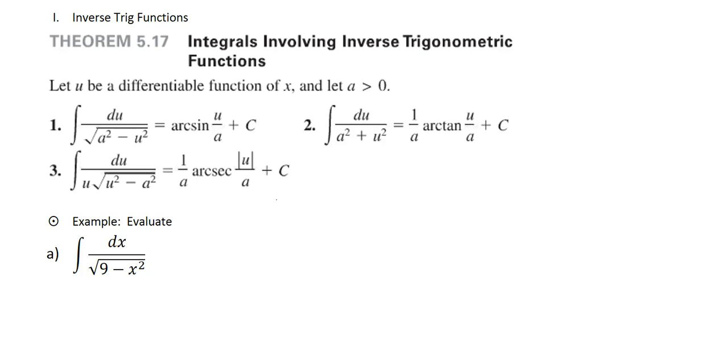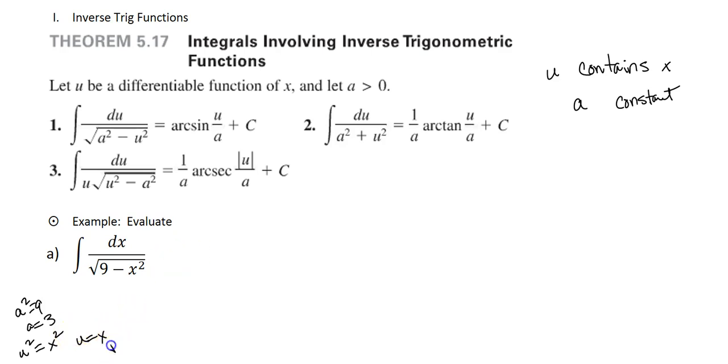So the first one is the integral of dx divided by the square root of 9 minus x squared. We need to figure out which of our three forms this fits. You can see that the u is going to have to contain an x. The a is going to be the constant. Since this one is written as 9 minus x squared, we're in the a squared minus u squared position. So a squared is 9, so a is 3, and u squared is x squared, so that means that u is x.